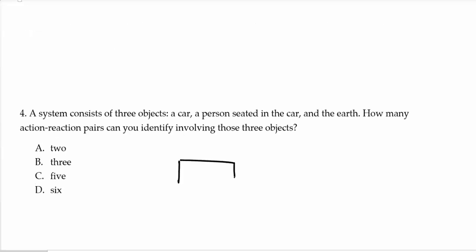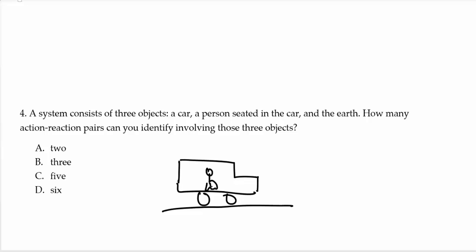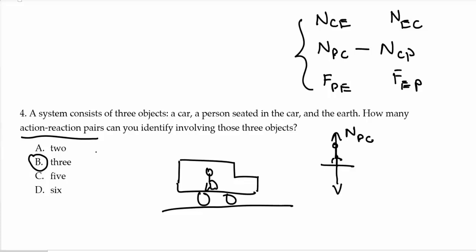We have a car which is on the surface, and we have little Johnny inside the car. A system consists of three objects: a car, a person seated in the car, and the earth. How many action-reaction pairs can you identify involving these three? Now understand this. This is a terminology issue. In the AP, you can hear action-reaction pairs or interaction pairs. They mean the same thing.